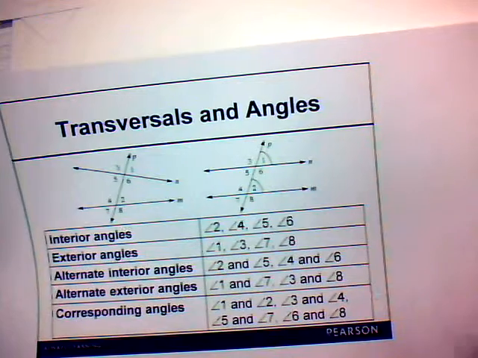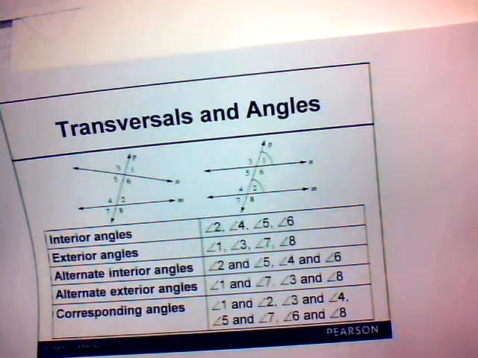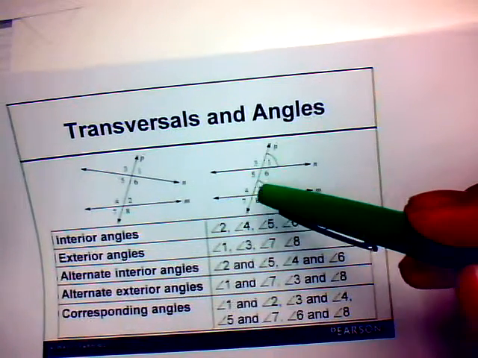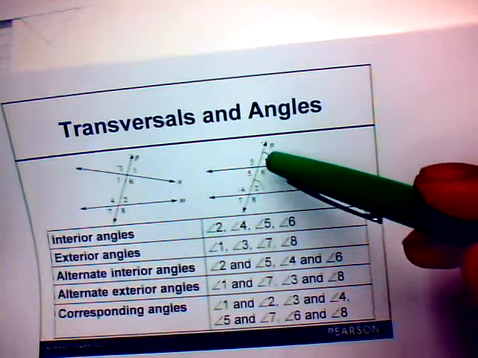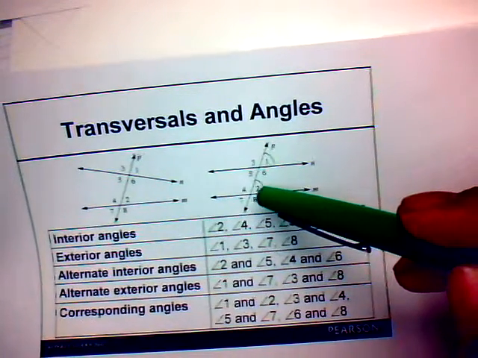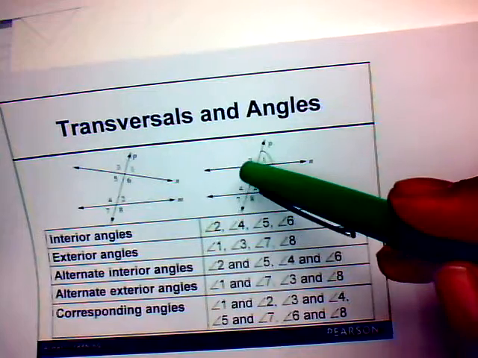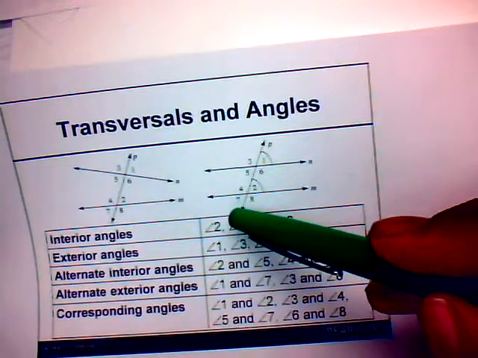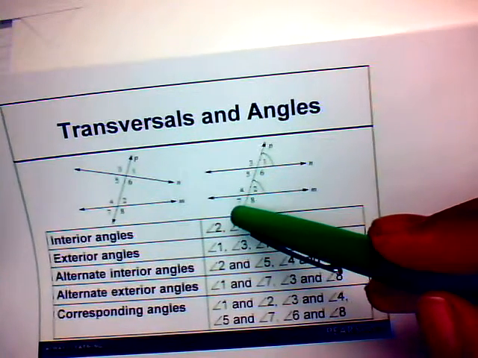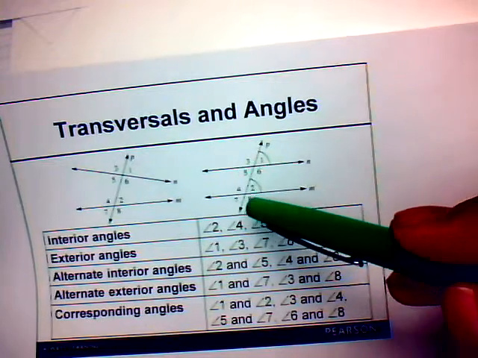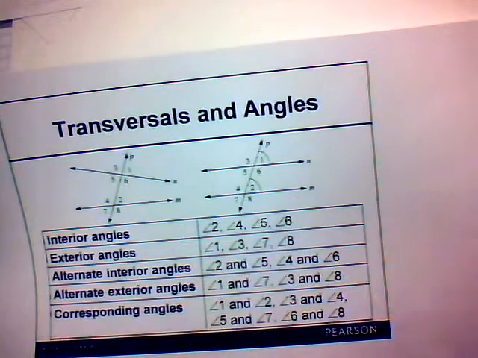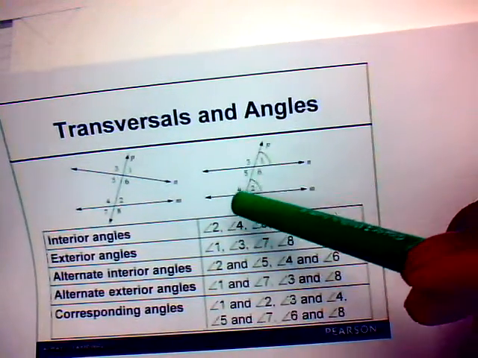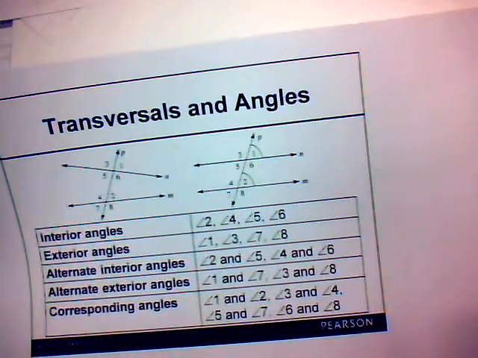Then we have corresponding angles. Those are the angles that are on corresponding sides of the transversal and those two lines. So here angle 1 and angle 2 is one pair of corresponding angles. Also angle 3 and angle 4 is another pair of corresponding angles. The same holds true with angle 5 and angle 7. That's another pair of corresponding angles. And also angle 6 and angle 8 are another pair of corresponding angles. Each pair is on corresponding sides of the transversal and those two lines.